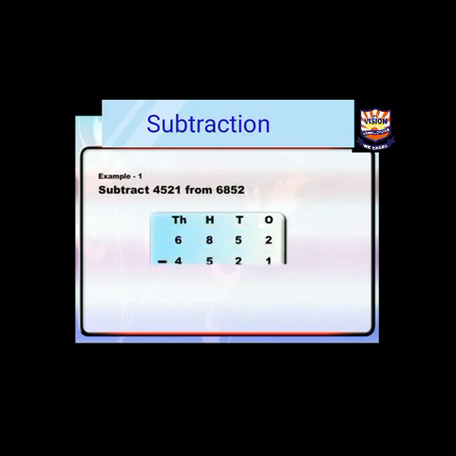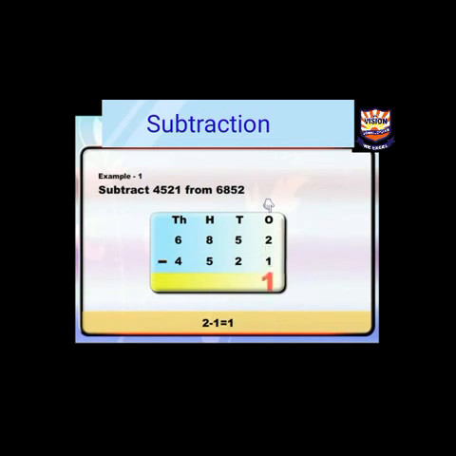Now let me give you one example. We have to subtract 4521 from 6852. Here 6852 is the greater number, that's why we will write it upside, and the second number we will write downside according to their right places. Now we will start from the right side, means from ones.